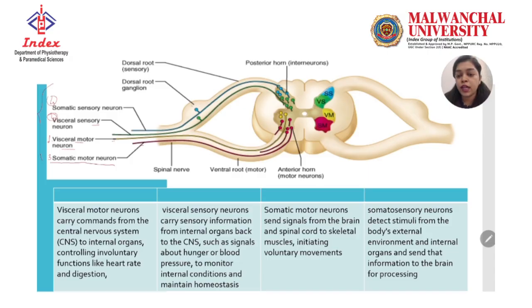This is dorsal root ganglion and this is dorsal root, this is ventral root, that is motor, and this is anterior horn, that is motor neurons. So these are the locations, mainly anterior horn. In anterior horn motor neurons are situated, and in posterior horn we have sensory neurons.